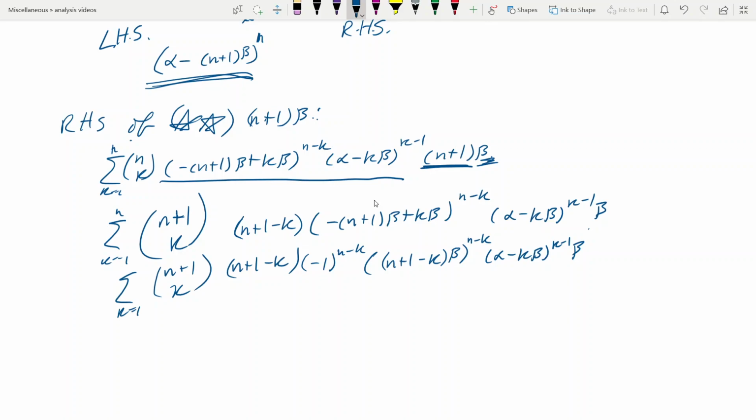Alright, so this is still a bit of a mess. But you'll notice actually, if I take this n plus 1 minus k and this beta, and multiply them together, that actually will increase the power of this thing by exactly 1. So I'm going to just get rid of those and change this to an n minus k plus 1. So, sum of n plus 1 choose k times all of that stuff.